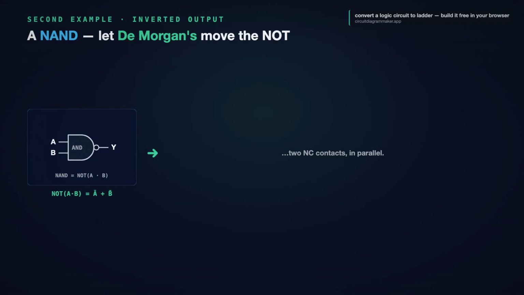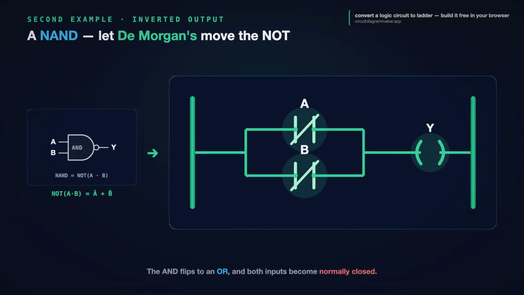There's a rule from Boolean called De Morgan's that says NOT (A AND B) is the same as NOT A OR NOT B. So a NAND becomes 2 normally closed contacts, A and B, wired in parallel, driving the coil. The AND flipped to an OR, and both inputs became normally closed. Same trick works for an OR the other way around. When inversion sits on a gate's output, let De Morgan's move it onto the inputs, and you are back to contacts and coils.